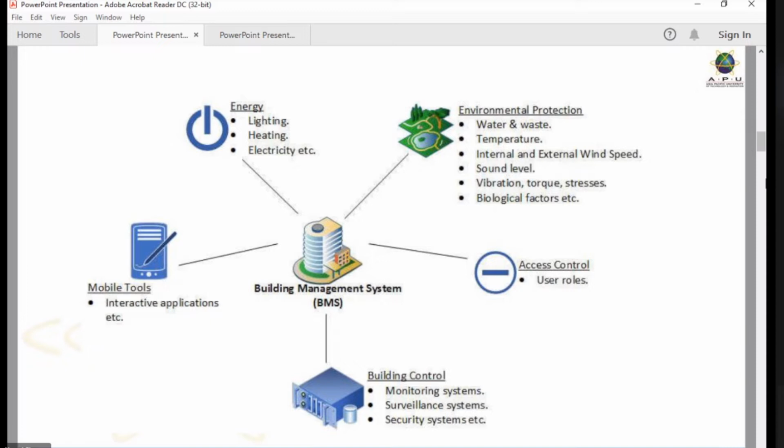It will also look over access control, user roles, so who is allowed and not, okay, about security. And then building control related to monitoring systems like HVAC, servers, routers, okay, cabinets, and then surveillance systems, security systems, CCTV, and other securities, and then mobile tools for interactive applications. So if there are applications related to some monitoring, then it is also integrated into BMS. So it is actually the monitoring of all the systems that reside within the data center.